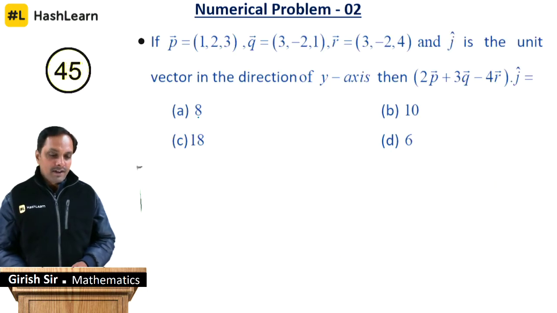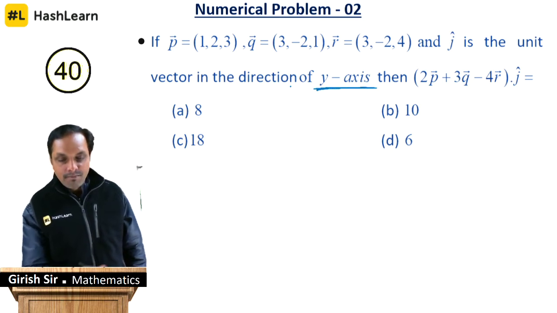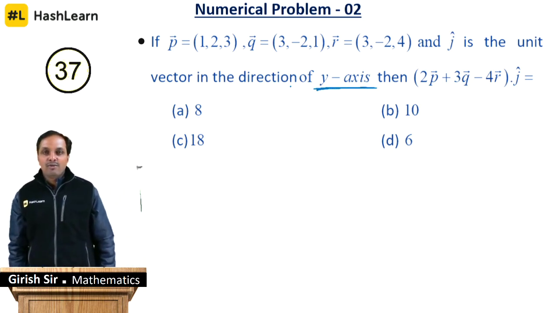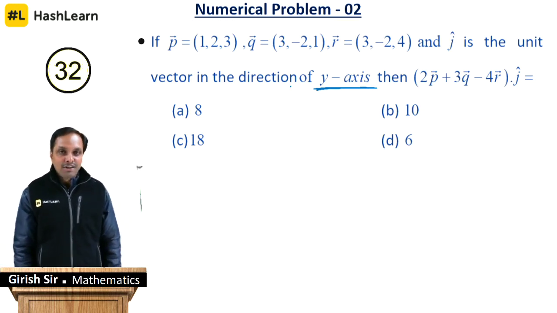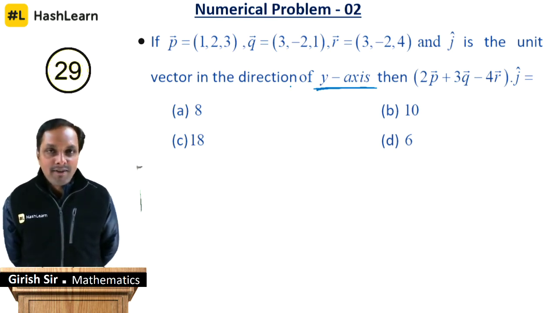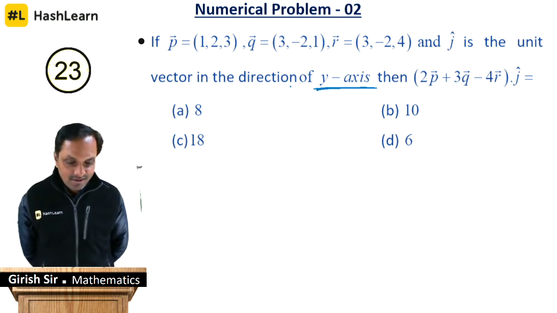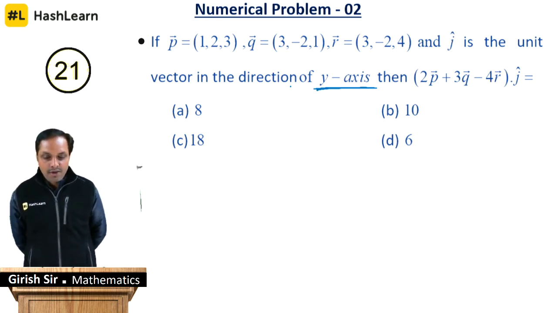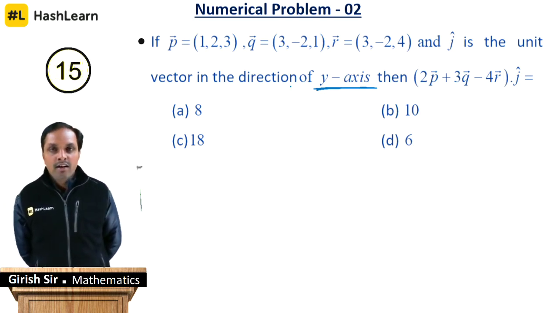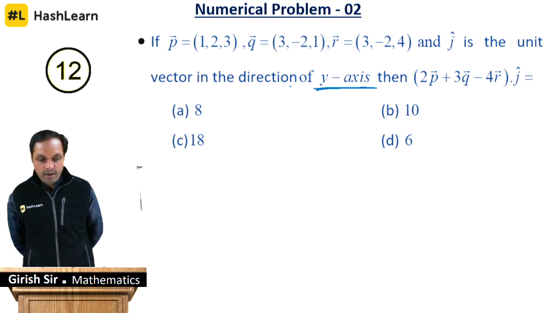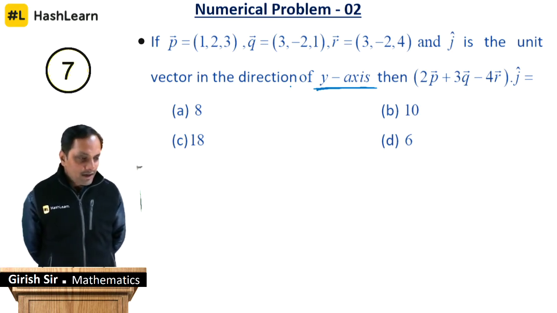Numerical 2 with 45 seconds. Here is the problem. Very important. Just a few minutes back I told you what your y-axis would be. It is along the y-axis. It will have a unit vector as j. So you need to find 2p plus 3q minus 4r. You need to dot it with the unit vector in the y direction, that is j. Chalo guys, you are still left with 10 more seconds.